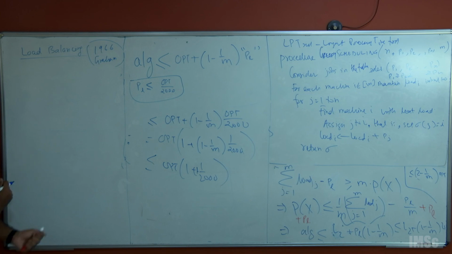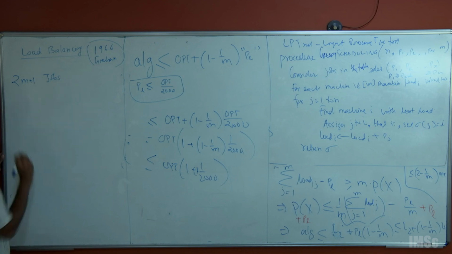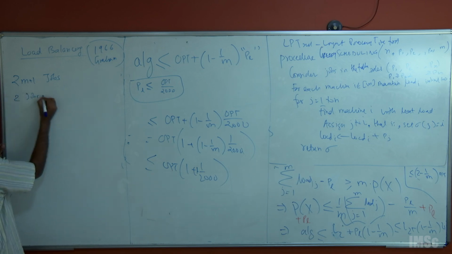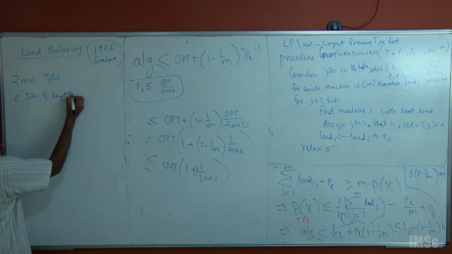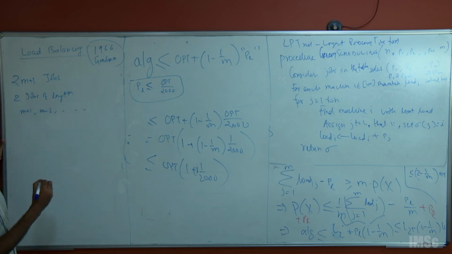Okay. So, imagine that I have the following sequence of jobs. I have 2m plus 1 jobs. Okay, 2m plus 1 jobs. Two jobs each of length m plus 1, m plus 2, and so on and so forth.